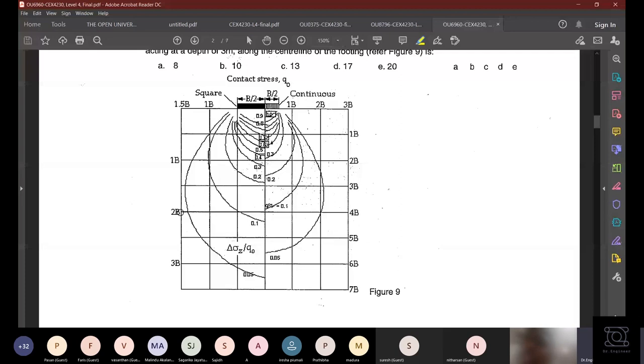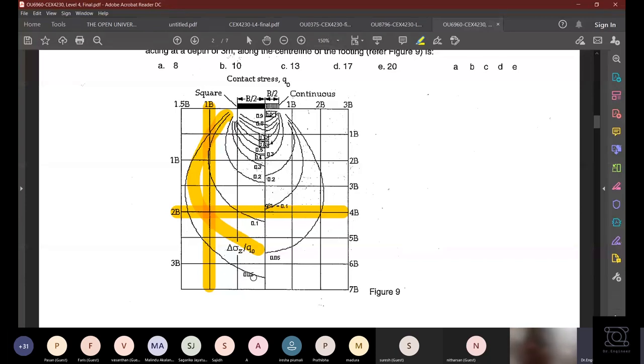And this is the horizontal line, right? So this is the intersecting point. Now you can see the intersecting point. So we have to draw the pressure bulb which is going through that intersecting point in this manner, right? So the value of this pressure bulb is definitely in between 0.1 and 0.05.